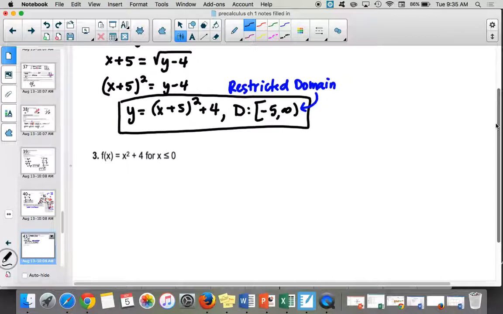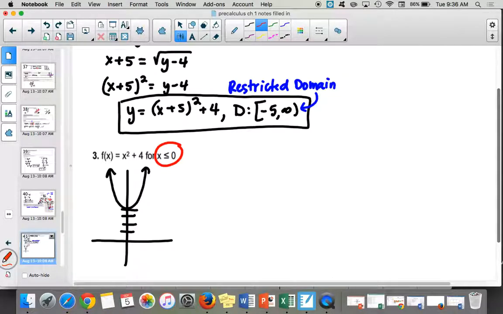Now we have the parabola, but I'm telling you which side of the parabola we have. If I was sketching this out, it would be y equals x squared, only shifted up 4. But this is telling me that I have x values that are less than or equal to 0. So do I have the right side of the curve or the left side of the curve? The left side. I have this side right here. What's its range? Four to infinity, right? Y values.